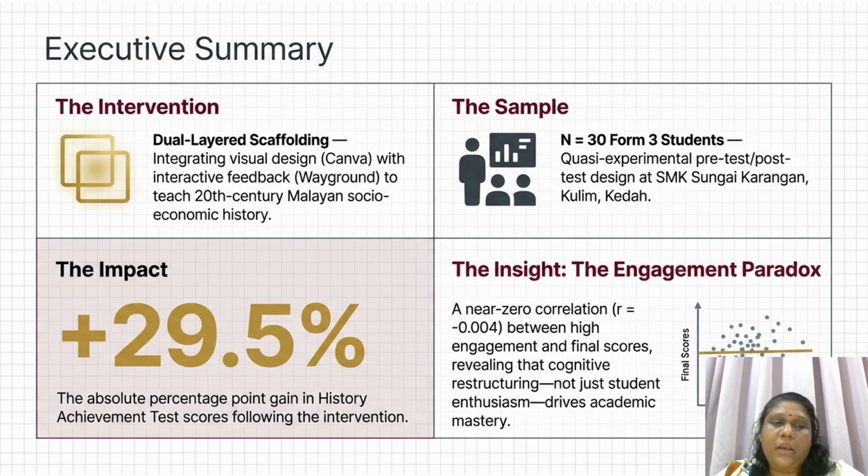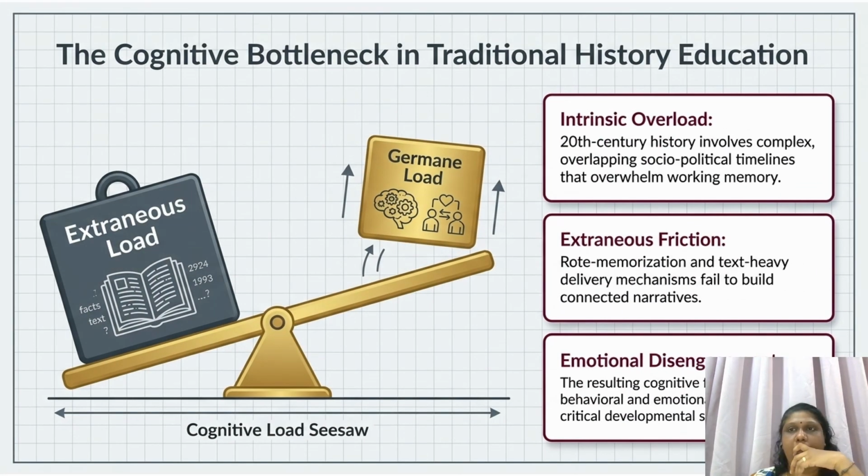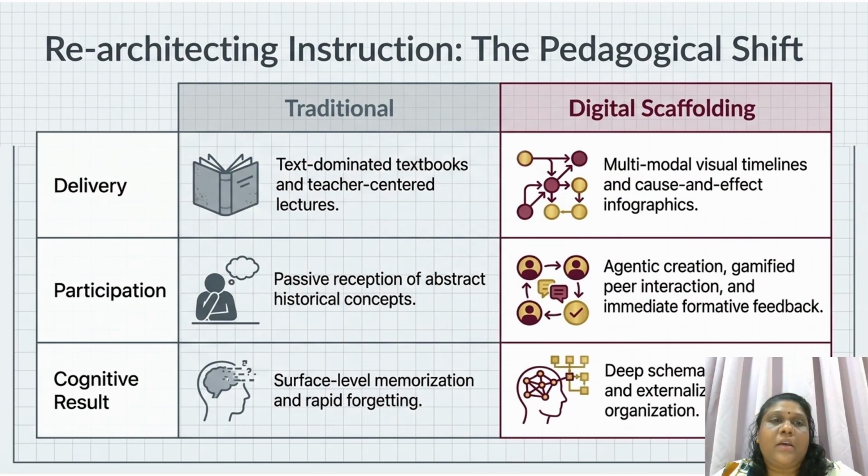For the impact, the absolute percentage point gain in history achievement test score following the intervention. Inside the engagement paradox, we can see the charts. Next, we are re-architecting the instruction, the pedagogical shift. The first one is traditional delivery, mostly textbook dominated, teacher-centered lectures, only chalk and talk.